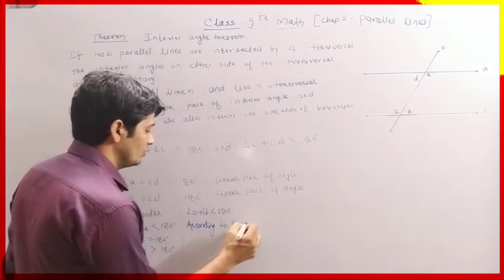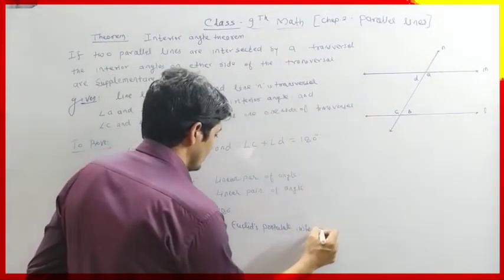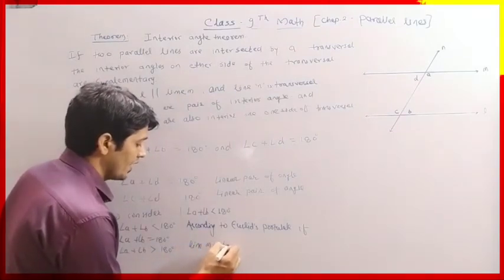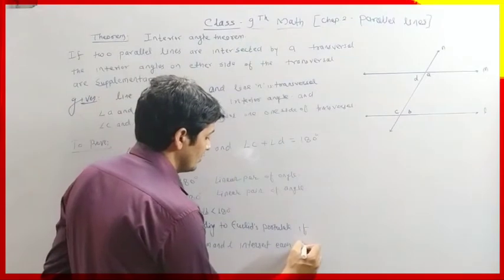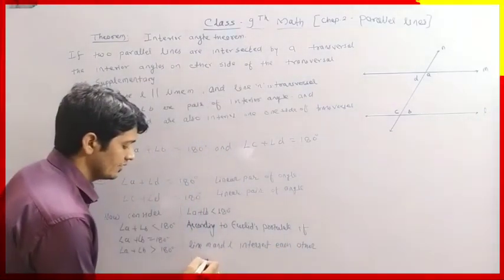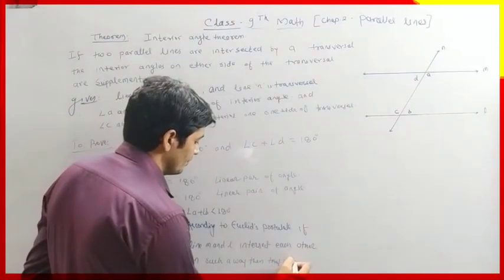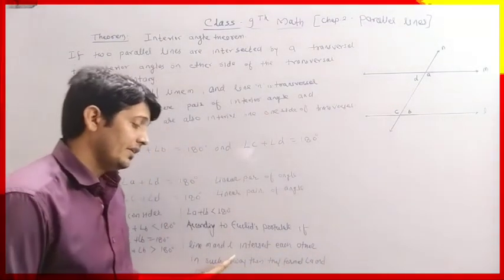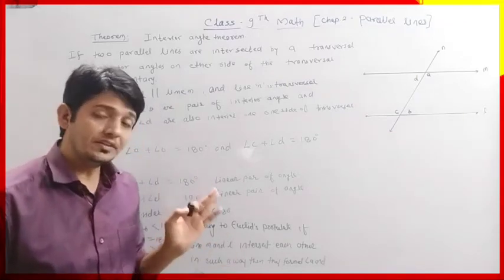Okay, so here we have to write: according to Euclid's postulate, if line M and L intersect each other in such a way that they form angle A and angle B, and it is possible when line L and M will intersect, then their sum is less than 180 degrees.